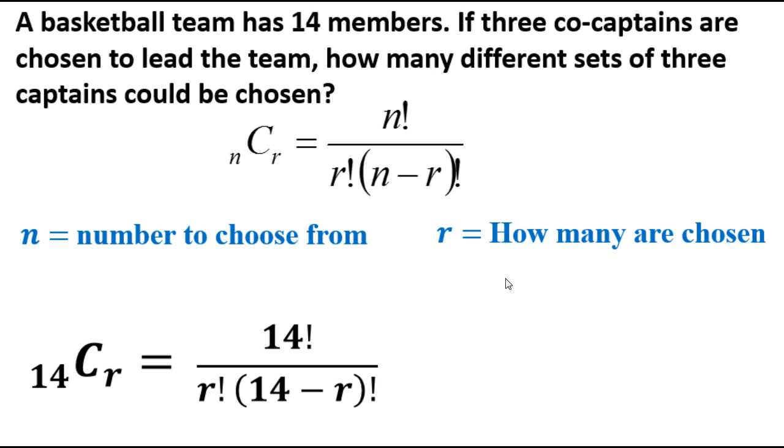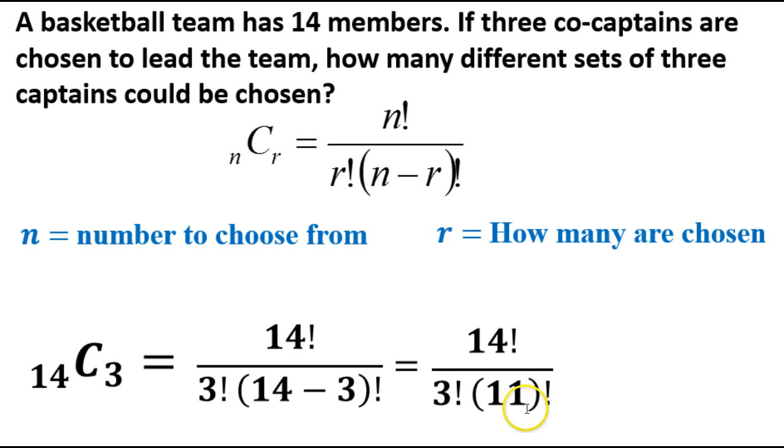14 and 14. Now we need to determine our r. How many are chosen? In this particular one, we have 3 different captains. So the r value would be 3. And that means that these 2 r values here would also be 3. Now we can simplify this a little bit. We know that 14 minus 3 is 11, so we can simplify that further.